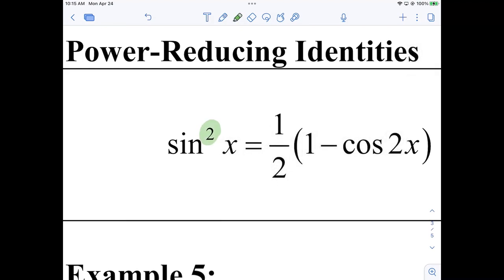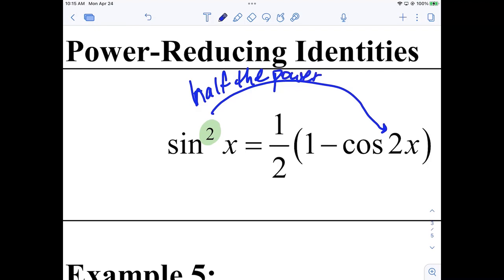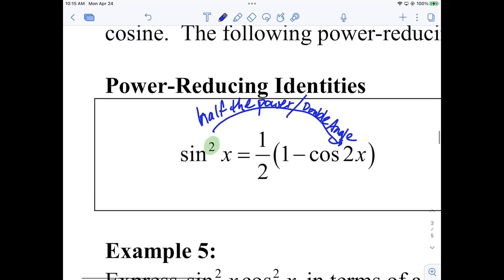They'll take something that's squared and they'll turn it into a double angle. So you reduce the power or half the power. You always half the power and you double the angle. That's what we do. We half the power and we double the angle. So if that were sine to the fourth, we would half it and get squared, and then we would double the angle, which would be 4x, right? It wouldn't be 4x, it would still be 2x.